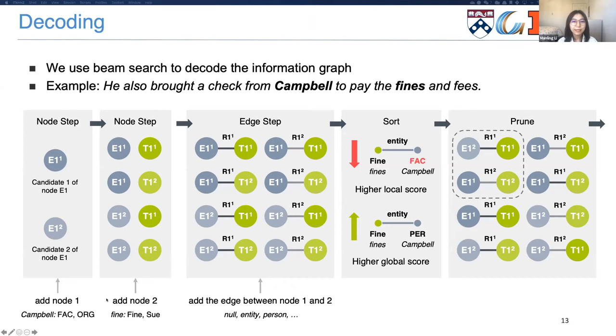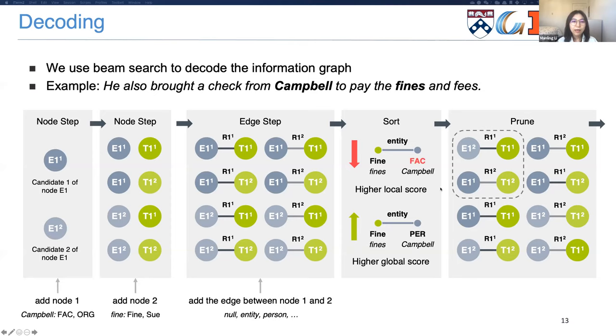In this decoding step, it generates one node and predicts the edges between this node and the existing nodes. So in the node step, it predicts the top k node types for the new node. And in the edge step, it predicts the top k edge combinations with existing nodes. Then all the candidate graphs are ranked based on the combination of local scores and global scores. The local score helps to select the best type. And the global score promotes the graphs that match the event schema. For example, here are two candidate subgraphs. The first one may have a higher local score.